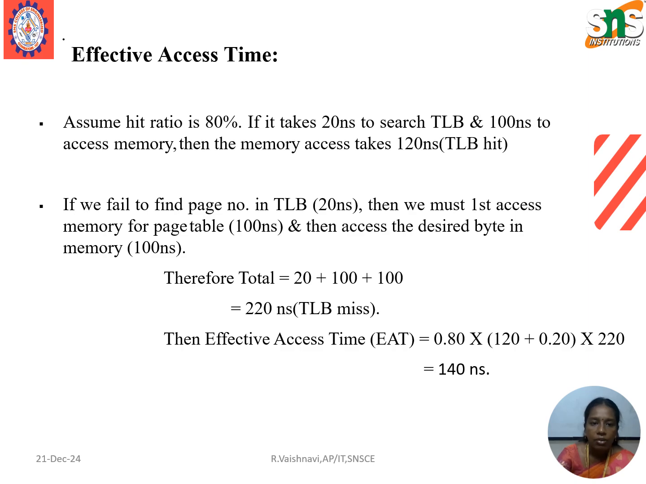Next one, effective access time. Here we calculate it. A TLB miss costs 20 plus 100 plus 100, that is 220 ns. Then the effective access time is 0.80 into 120 plus 0.20 into 220, that is 140 ns.